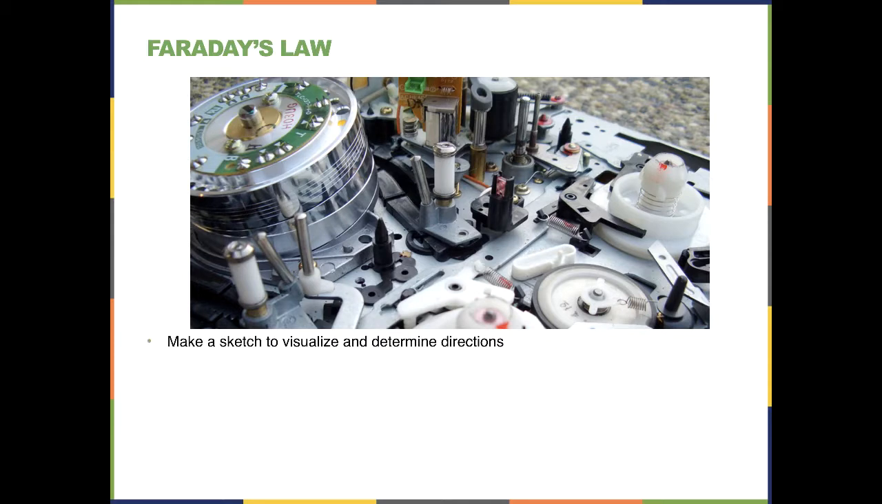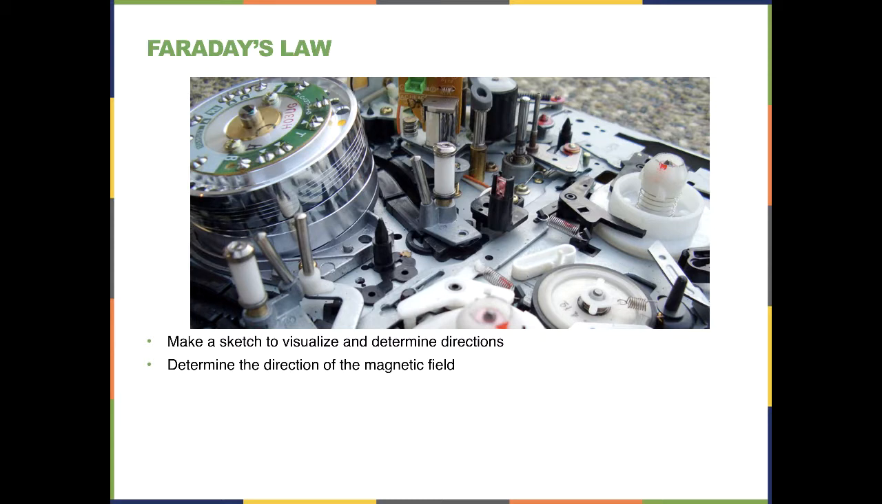In order to do these problems, first of all, you need to make a sketch to visualize the directions that are occurring in terms of the direction of the change in flux, the induced current that results from that change in flux, and the resulting field from that current, which will be opposite. And if it's not, then you have the direction of the current in the wrong direction.